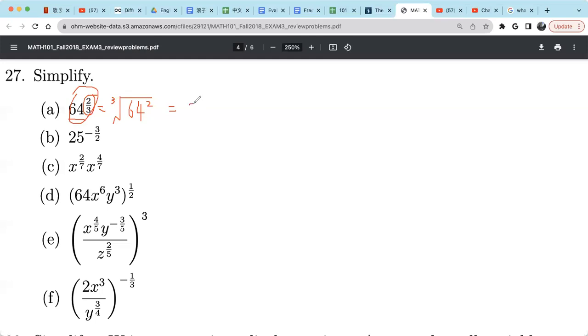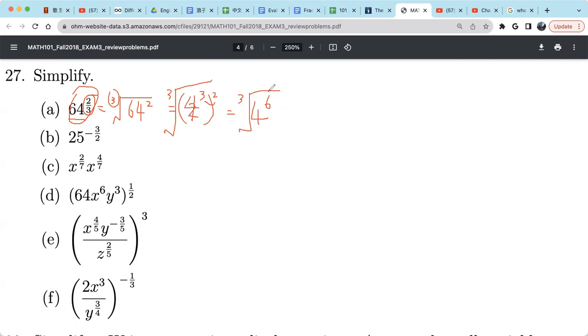We want to rewrite 64. Remember, 64 is 4 raised by 3, or 2 raised by 6. But in this case, we would rather write 4 raised by 3 because the index is 3. So 4 raised by 3, then squared, because 64 squared, then cubic root. We have 2 layers of exponents. We multiply them, so that becomes 4 raised by 6, then cubic root.